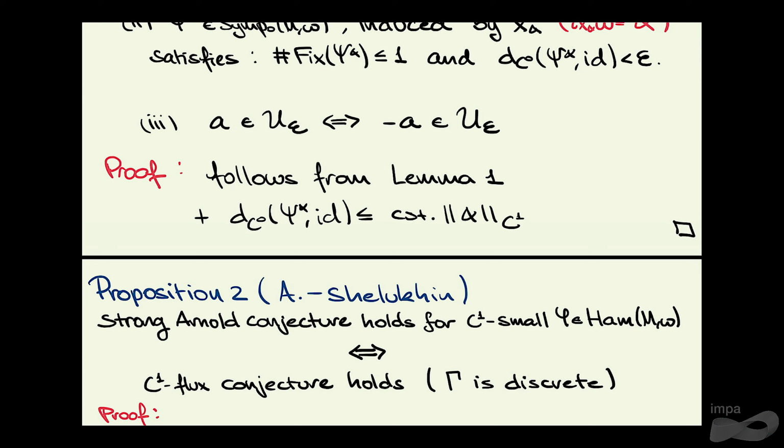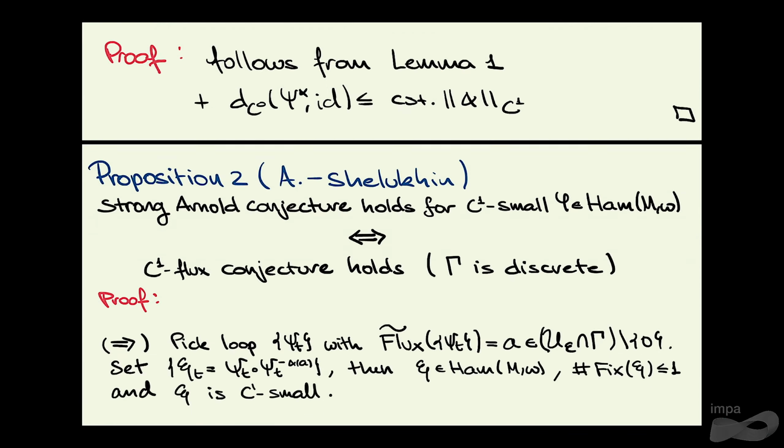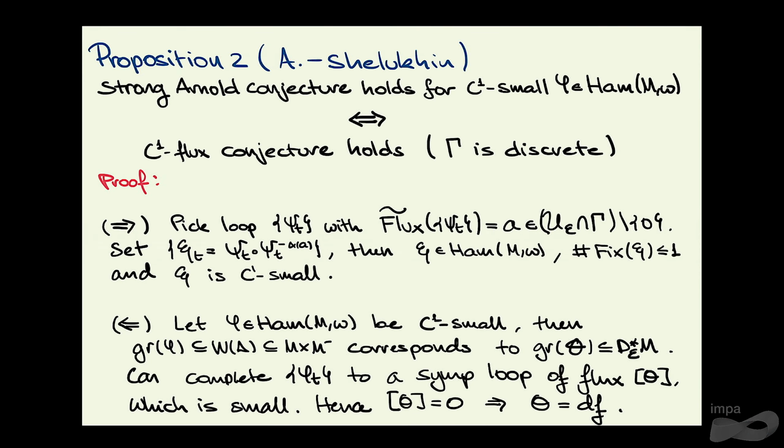If the whole path is C1 small, then the fact that the Arnaud conjecture holds is much easier to show. But let's show that the strong Arnaud conjecture for C1 small Hamiltonian diffeomorphisms is in fact equivalent to the discreteness of the flux group. Of course, this is known. Both statements are known. The first statement is known by theorem C, and the second statement is known by Ono. But what I want to show is that the corollary provides a way to connect them directly, basically. So let's first look at this implication.